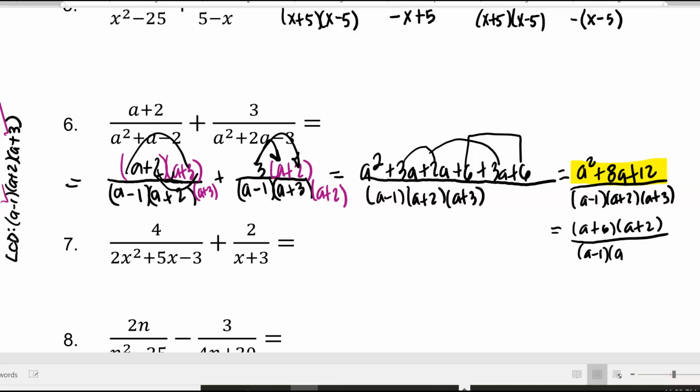See how important that was to factor, because now you see that we have a plus 2 and a plus 2, which cancels out, right? And then our final answer is a plus 6 over a minus 1 times a plus 3.